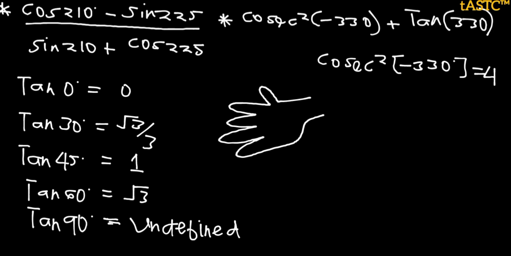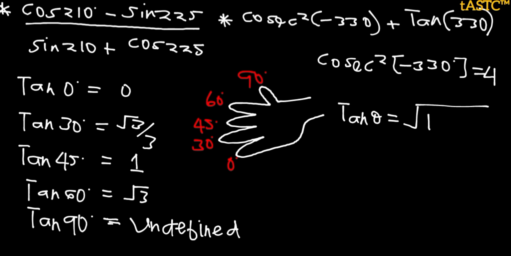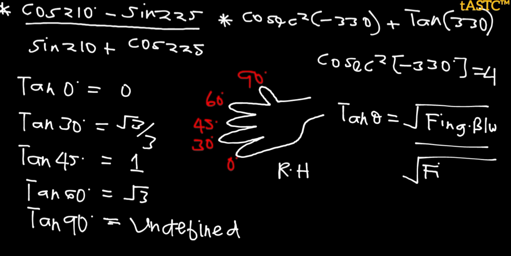So if we say this is 0, this is 30 degrees, this is 45, this is 60, and this is 90, you could find it from this form. Now for tan of any angle, you need to work the fingers below divided by the fingers above. But you need to use your right hand rather. So this is going to be the right hand.